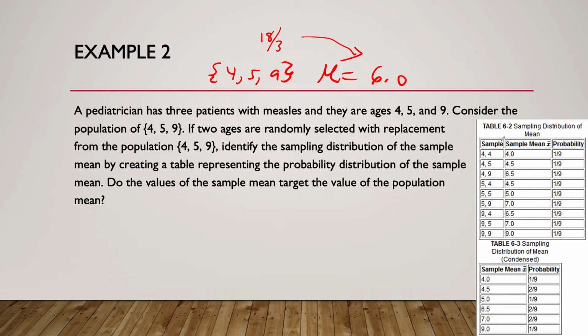And we could see that we have the different samples of taking two ages for each one of these: 4, 4; 4, 5; 4, 9; 5, 4; 5, 5; 5, 9; 9, 4; 9, 5; and 9, 9. The sample mean then just takes the average of each of these samples to get 4, 4.5, 6.5, 4.5, 5, 7, 6.5, 7, and 9. And each has a probability of 1/9. Since we would get repeats in some of these, we could condense it a bit to this table down here.